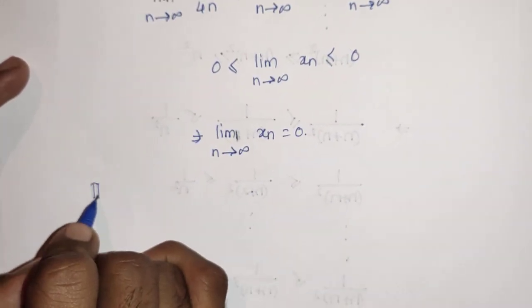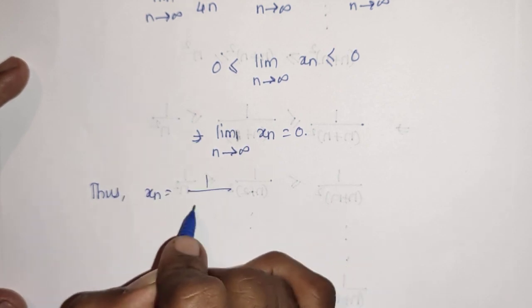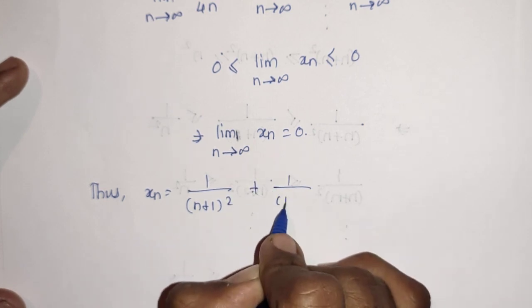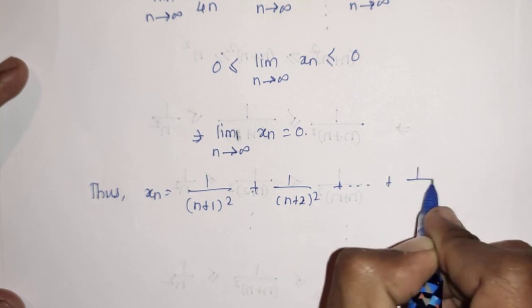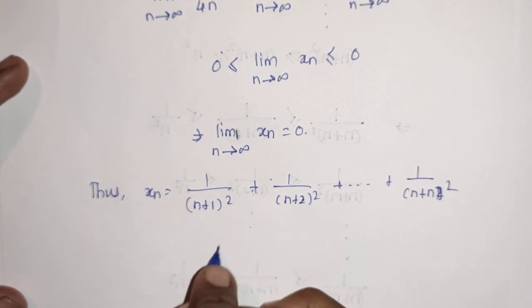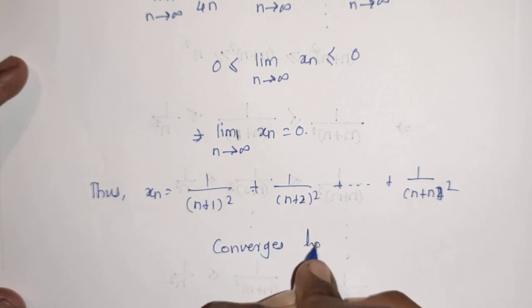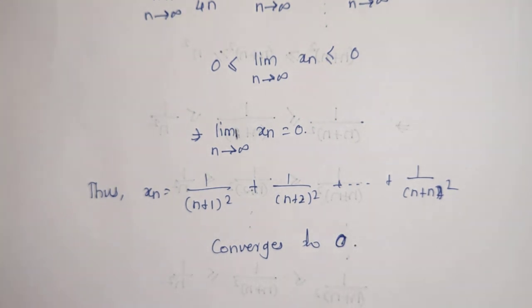Thus the given sequence xn, which is 1 upon (n+1)^2 plus 1 upon (n+2)^2 plus up to 1 upon (n+n)^2, converges to 0. Hence the solution of this example.